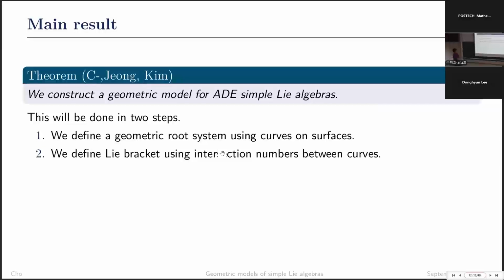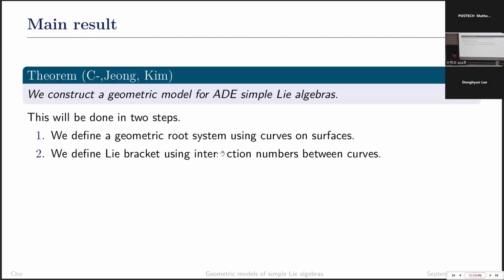Okay, so we're going to construct a geometric model for these ADE simple Lie algebras. This will be done in 2 steps. This is joint work with Wonbo Jung, who's a former student of mine, and Bumsuk Kim, who is here. Okay, so we'll do it in 2 steps. First, we define a geometric root system using curves on surfaces. The second, we define the bracket using intersection numbers between curves.